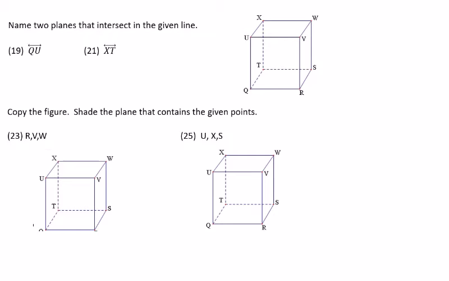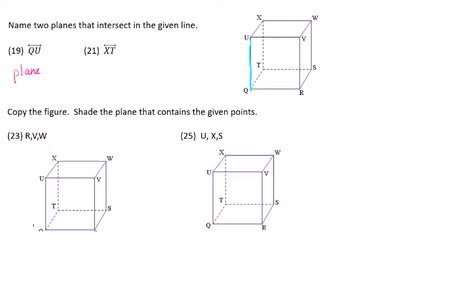All right, so next ones are 19 and 21. We're trying to name 2 planes that intersect at the given line, right? So number 19, given this figure here, we're trying to figure out the 2 planes that intersect at QU, right? So here's the QU. And remember the line goes forever in both directions. But the 2 planes that intersect at that line are this plane. So we can say plane UVR or QUV, however you want to say it.